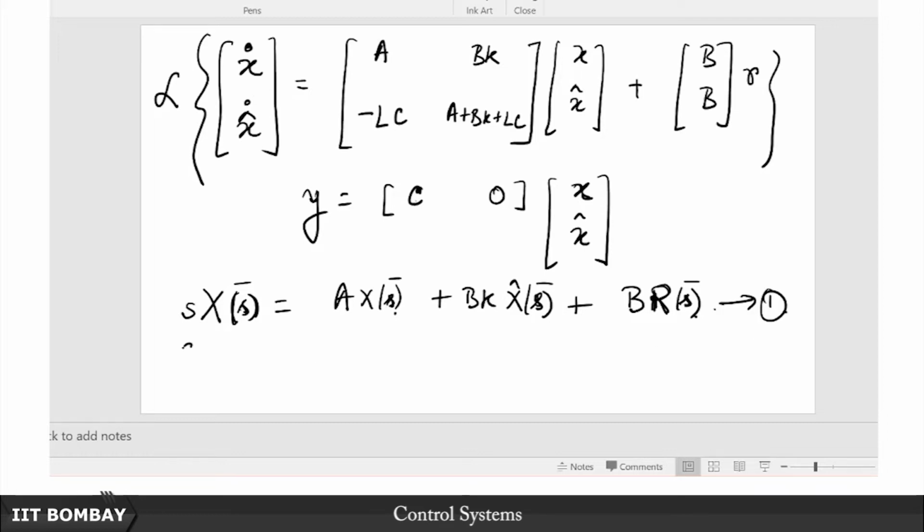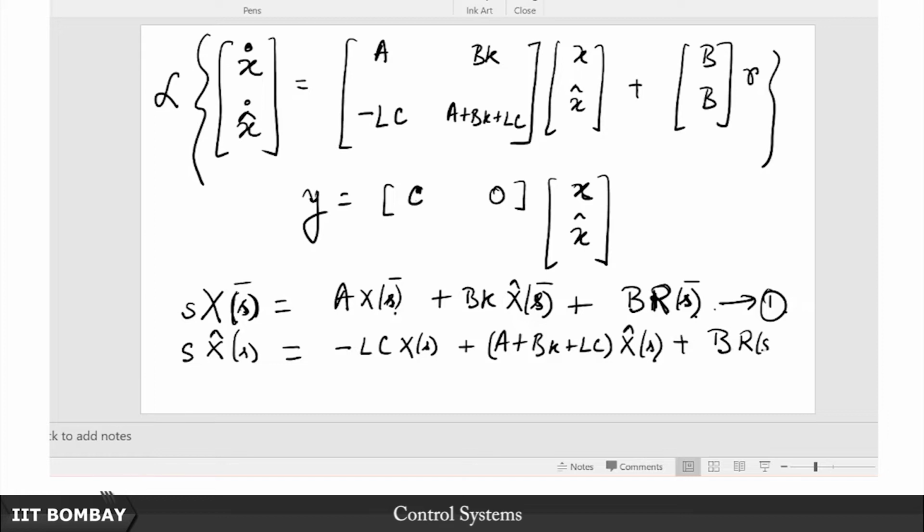What about the second equation? By the same token, I can write the second equation as s X hat(s) is equal to minus LC X(s) plus (A plus BK plus LC) X hat(s). Remember, these are constants, so the Laplace transform makes no difference, plus B R(s). So this second equation we can then in turn write in the following fashion. Let me jump a step here and explain in words what I am doing here.